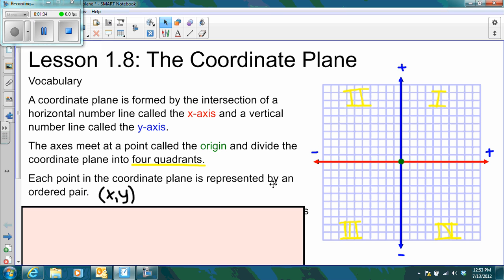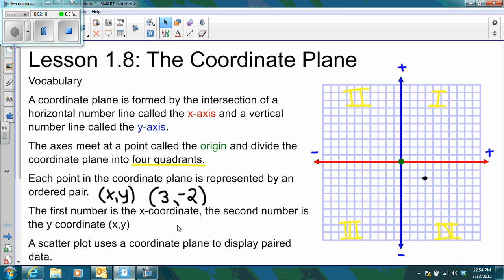And then each point in the coordinate plane, so each one of these little intersections, is represented by an ordered pair, which always has the x position first, followed by the y. So for example, if we wanted to put a point at 3, -2, that means first on this x-axis here, we would go over 3 positions to the right because it's positive, and then down 2 positions for the y. So that would be our position. So we have our x position first, which moves horizontally, and then our y position, which moves vertically.